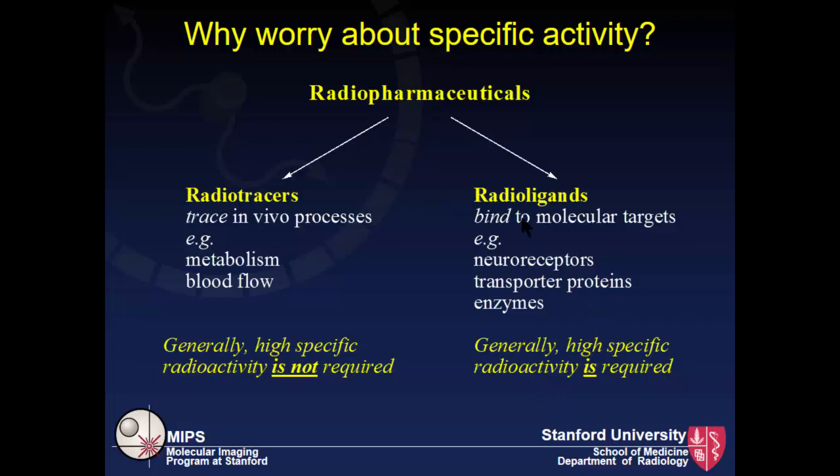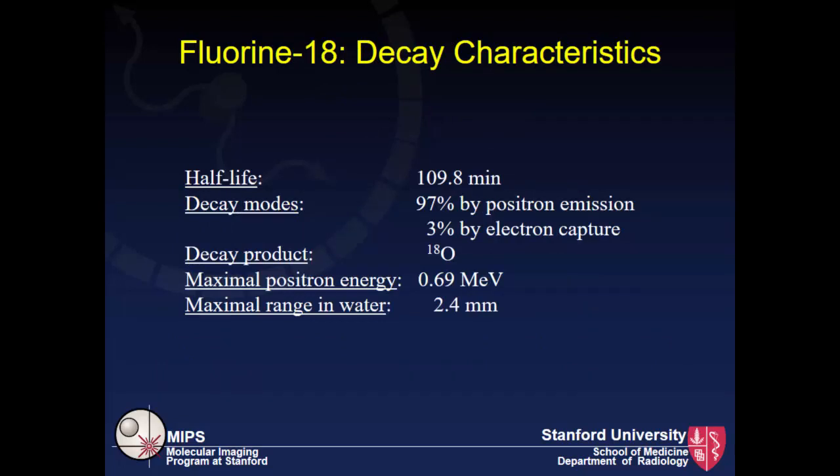As you can imagine, having other non-radioactive versions, or carrier, that we talked about will now compete with the radioligand for these limited numbers of receptors, proteins, and enzymes, and thus could actually give you a poor signal to noise with respect to imaging this target.